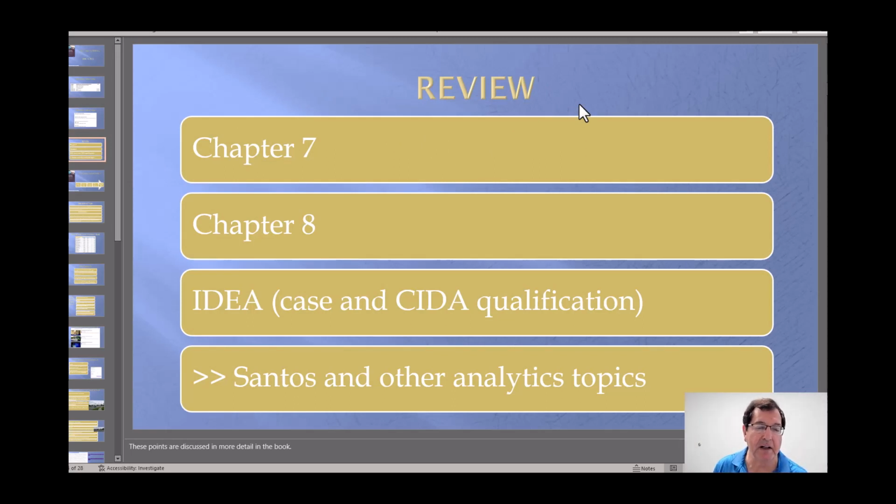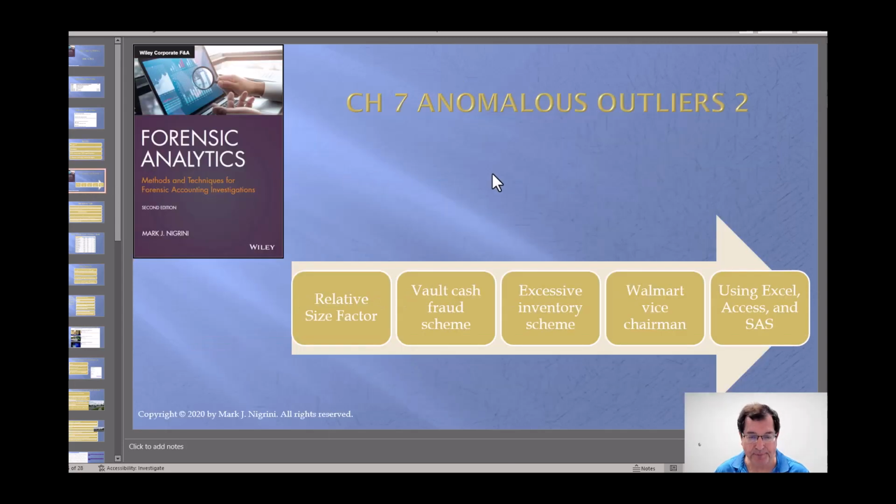We're going to have a quick little look at IDEA, and these 2 little marks here mean that we'll do CentOS and other analytics topics when we meet again live on June 11th, same time, Sunday at 5 p.m.